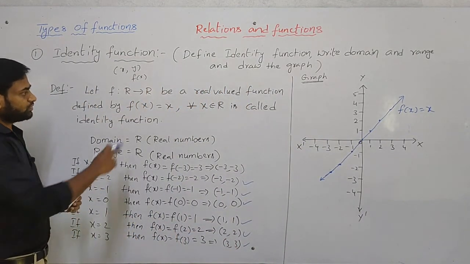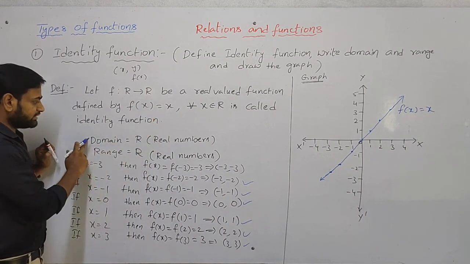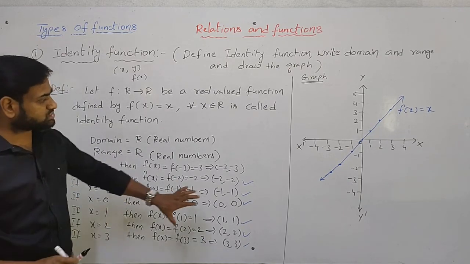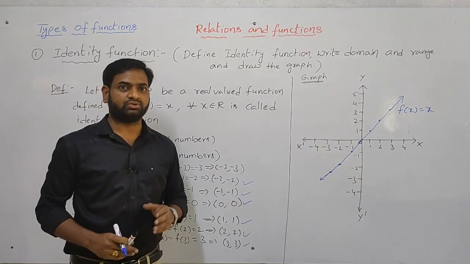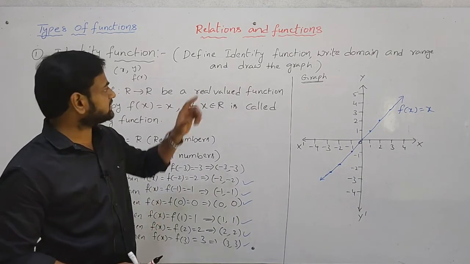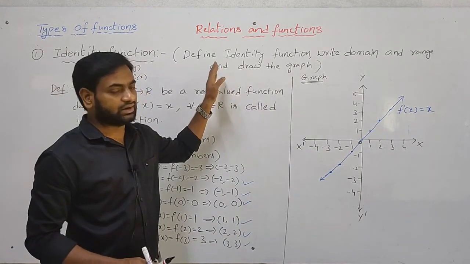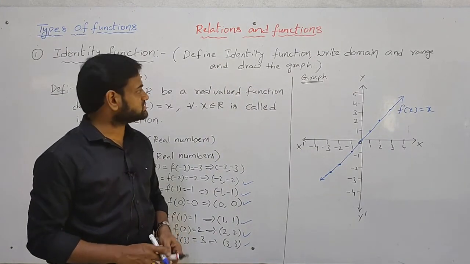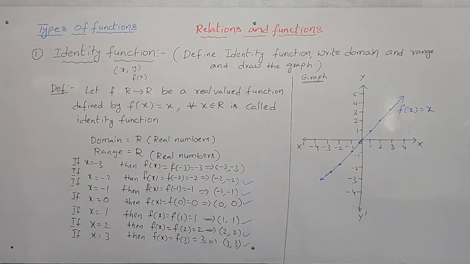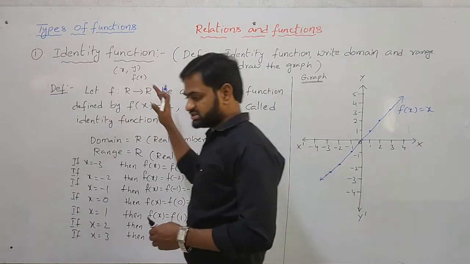Now for this definition, 1 mark. For writing domain, 1 mark. For range, 1 mark. And for this graph and values, it is 2 marks. Totally, this question for 5 marks. And this question you will be asked in exams like define identity function, write domain and range, and draw the graph. So this is the identity function. So it is the first one.